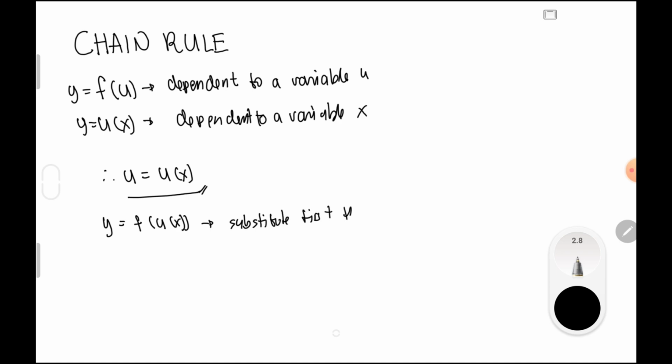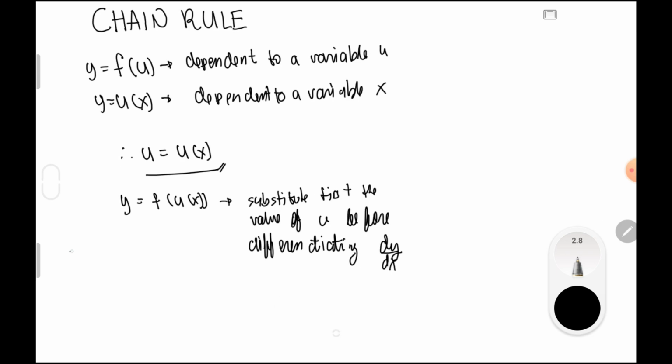substitute first the values of u before differentiating with respect to dy over dx, or use the chain rule, wherein this chain rule states that your dy over dx is equal to the derivative of y with respect to u multiplied by the derivative of u with respect to x.